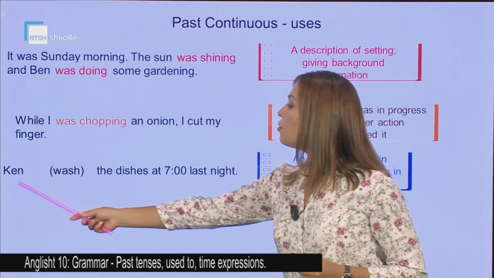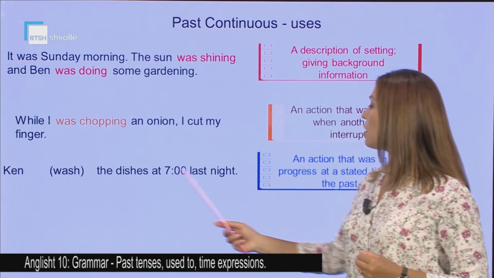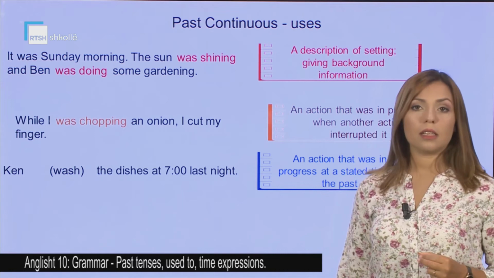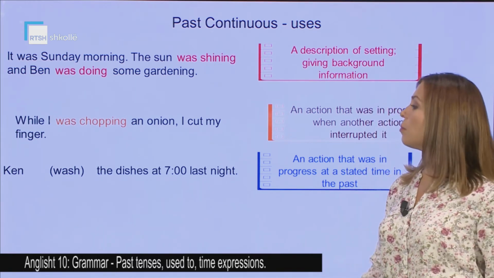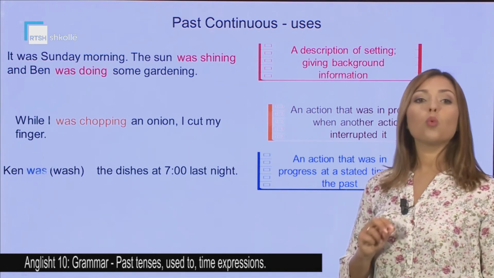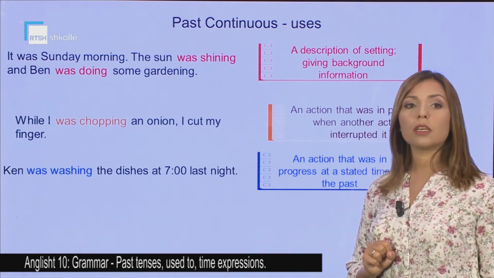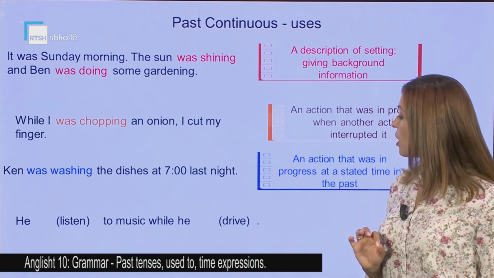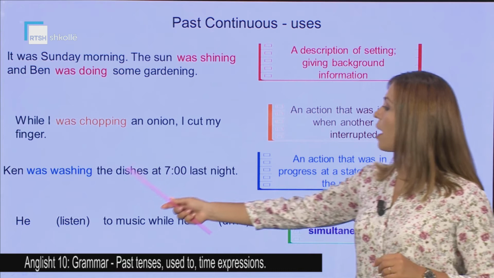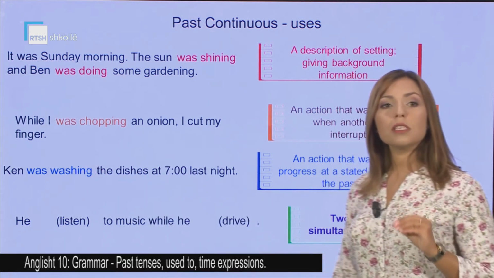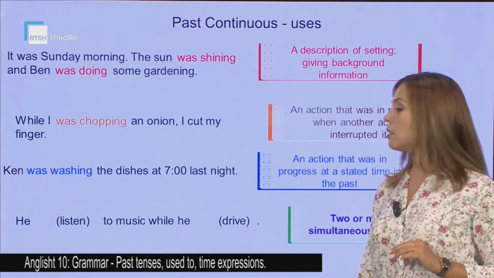Ken, the verb is wash the dishes at 7 o'clock last night. So what was he doing at this specific time? Ken was washing. Was washing. All right. So we have an action that happens at a specific time in the past.